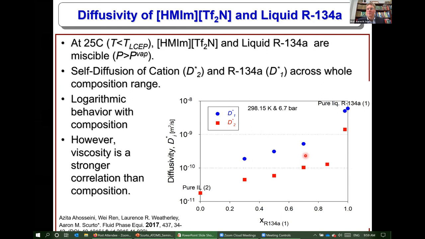But you can see that we can measure the self-diffusion coefficients of both the dissolved refrigerant gas and or the liquid refrigerant, and the ionic liquid itself. Again, this is probably not in large part due to any specific ionic liquid R134a interactions, but probably more of that kind of diluent effect, that the mixture viscosity is more correlated to these results than any particular ionic liquid R134a interactions.